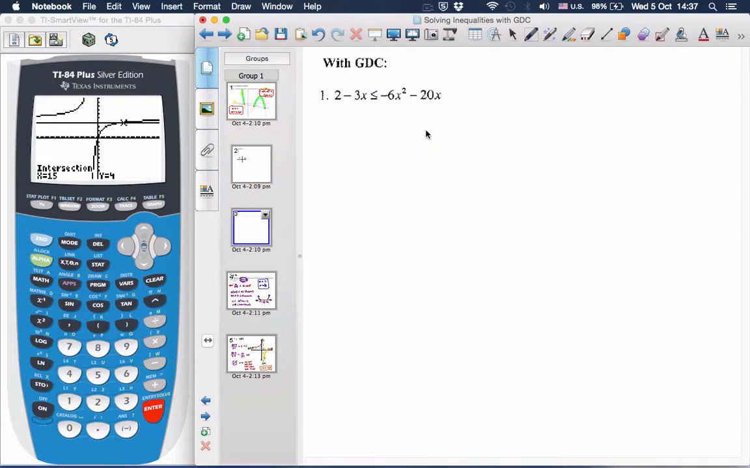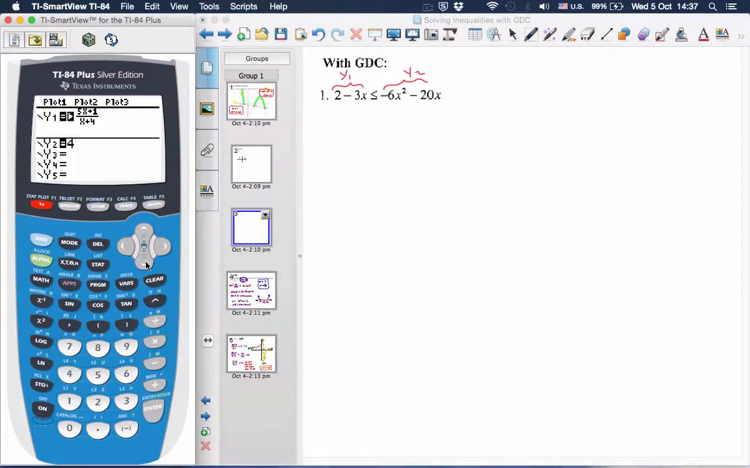Here we have a very different question. This is going to be a straight line and this is going to be a quadratic. But we still want to know how to solve this inequality. You are not going to see this question on the test, but the process is very similar, so I'm going to go through this. Whenever you have something like this, whether you solve the equality or inequality, you're going to put one side in y1 and the other side in y2.